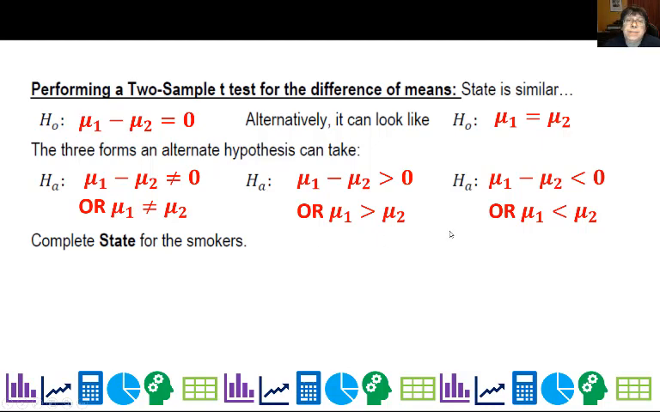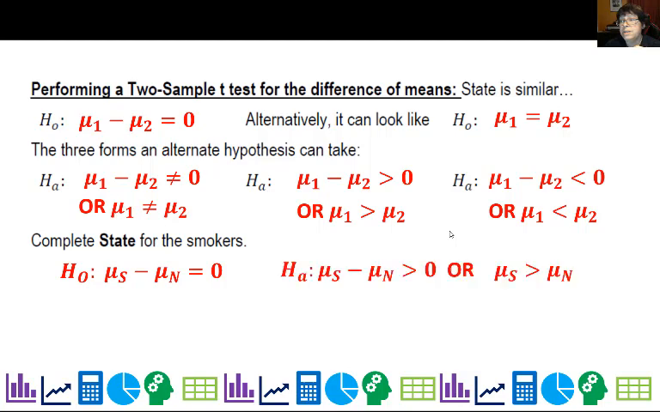So let's go ahead and complete state for our smoking example. Our null is that there's no difference in mean pulse rate between smokers and non-smokers, that the difference is equal to 0. Our alternate hypothesis is that, now you've got to keep track of which one's bigger, the pulse rate for smokers is greater than for non-smokers. So if I take the mean smoking pulse rate minus the mean non-smoking pulse rate, I would get a number greater than 0. Or simply say mean pulse rate for smokers is greater than mean pulse rate for non-smokers.